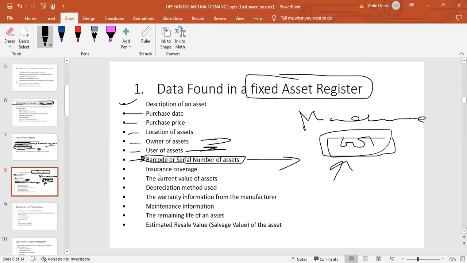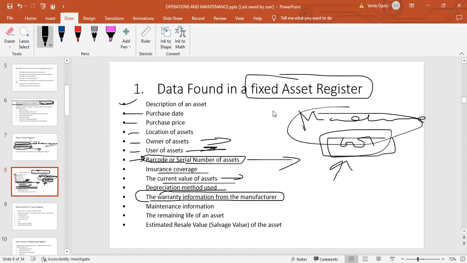Then also show details about any insurance coverage relating to that asset, the current value of the asset, the depreciation method that you have used to depreciate that asset and get the current value of the asset, the warranty information if this asset has any warranty, especially for machinery and electronics. These ones are most likely to come with warranty information. Should the asset now stop working within the warranty period, then you can just take it for repair to the manufacturer or for replacement from the manufacturer.